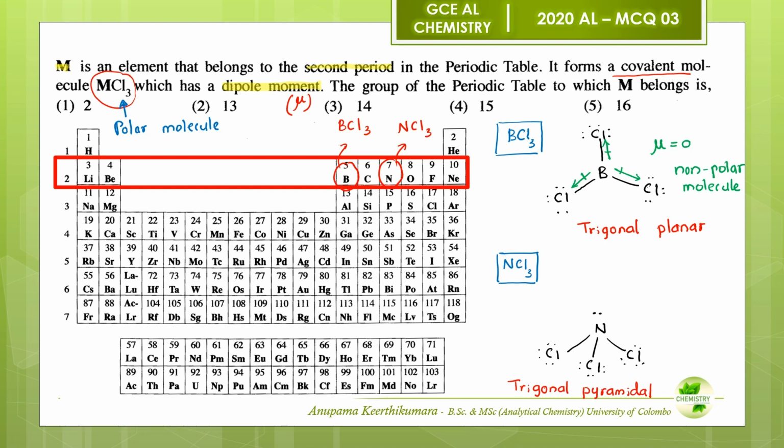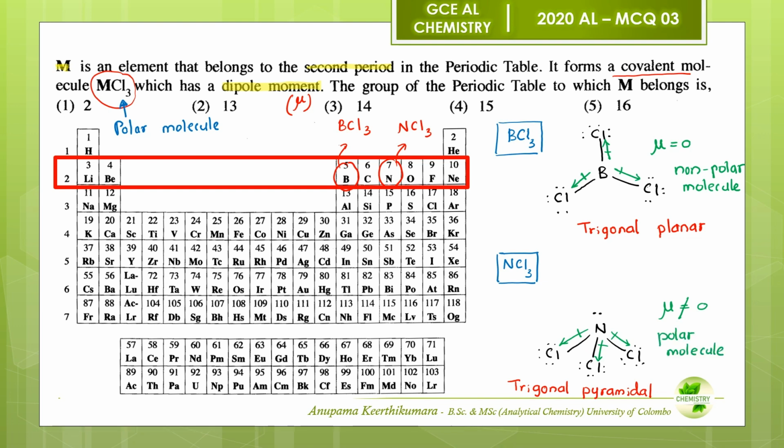Chlorine is more electronegative than nitrogen. Therefore, these N-Cl bonds are polar. The shape of this molecule is trigonal pyramidal. The dipole moments of these bonds do not cancel out each other, and this molecule has a dipole moment. Therefore, this molecule is a polar molecule.